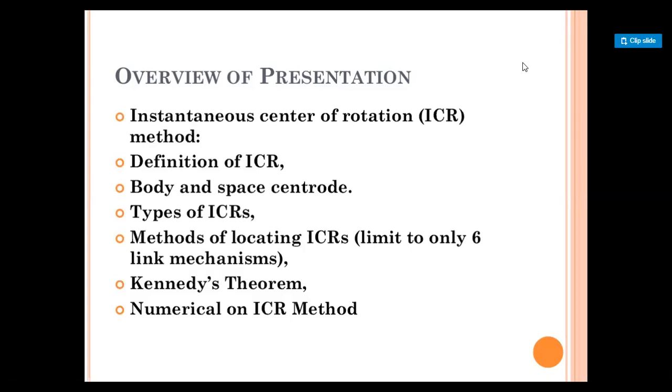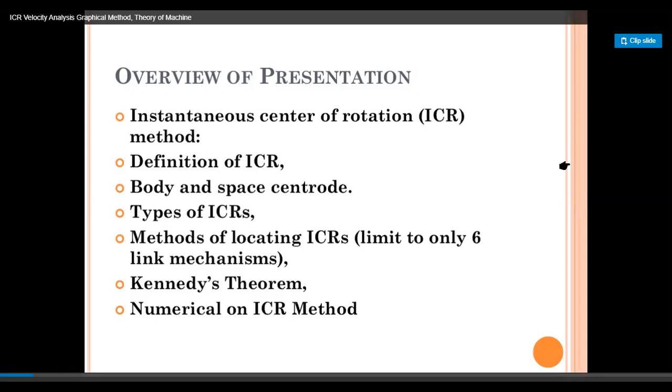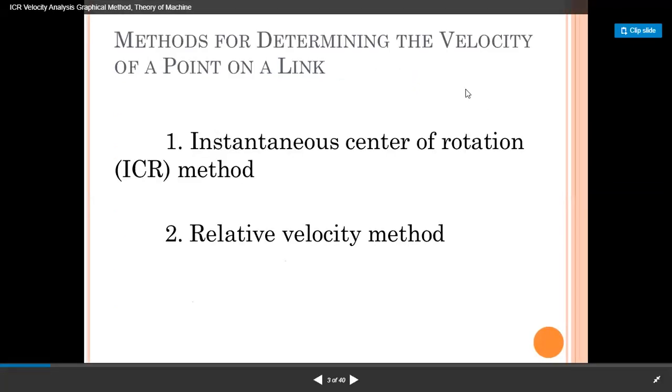So this is the overview of the presentation. First, we are going to study the ICR, the definition of ICR, which means the instantaneous center of rotation. Then we are going to study the types of ICRs, methods of locating ICRs, and Kennedy's theorem. Right. So first, what is the ICR method?